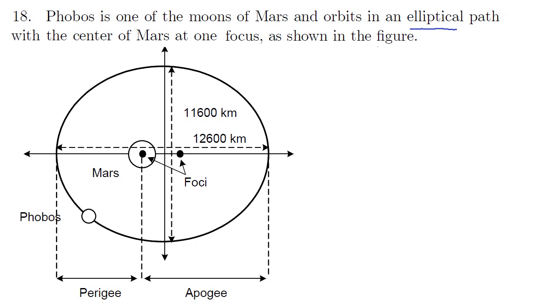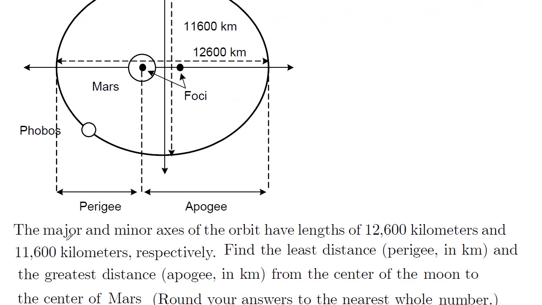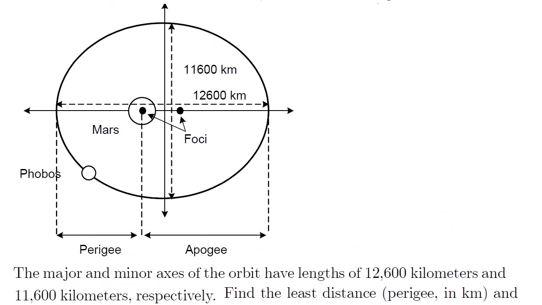What we want to do is, we're given the major and minor axes of the orbit as 12,600 and 11,600 kilometers. The major axis is the longer length of the ellipse, and the minor axis is the shorter length of the ellipse through the center right there.